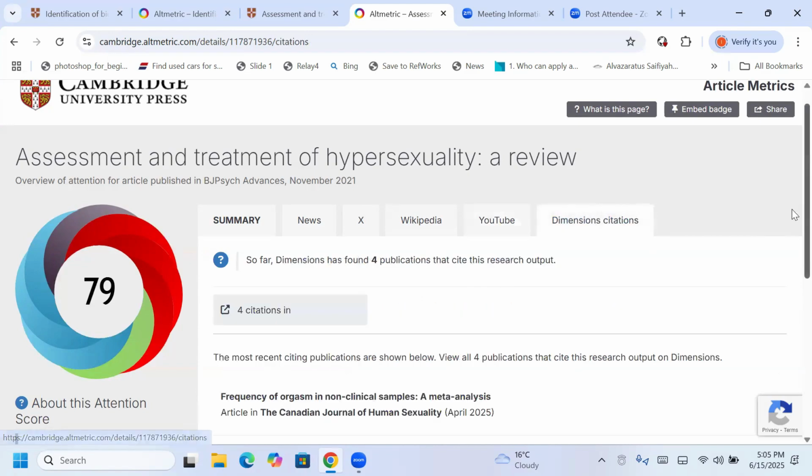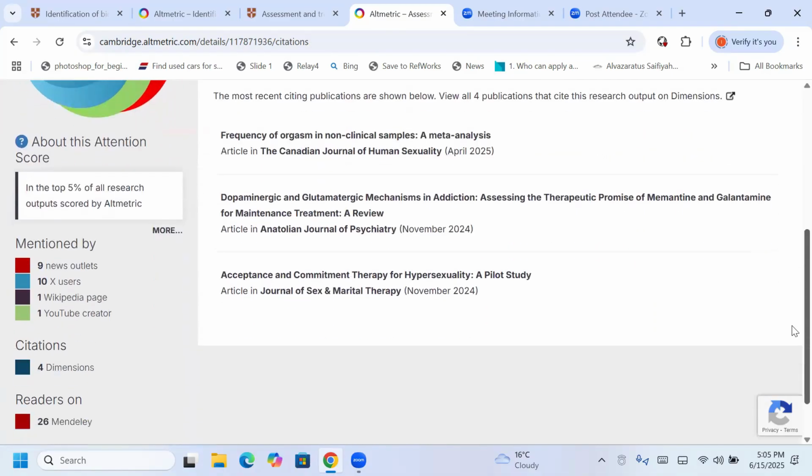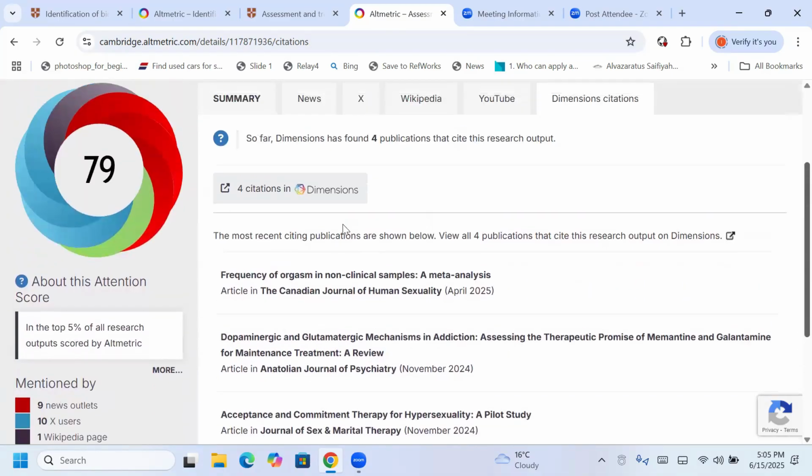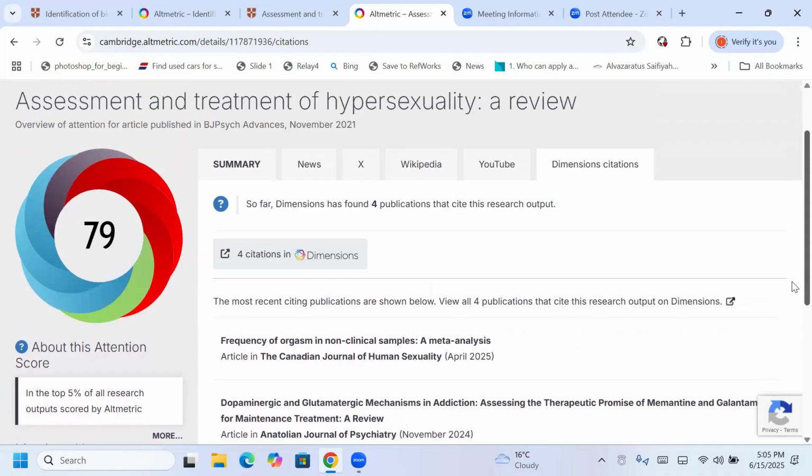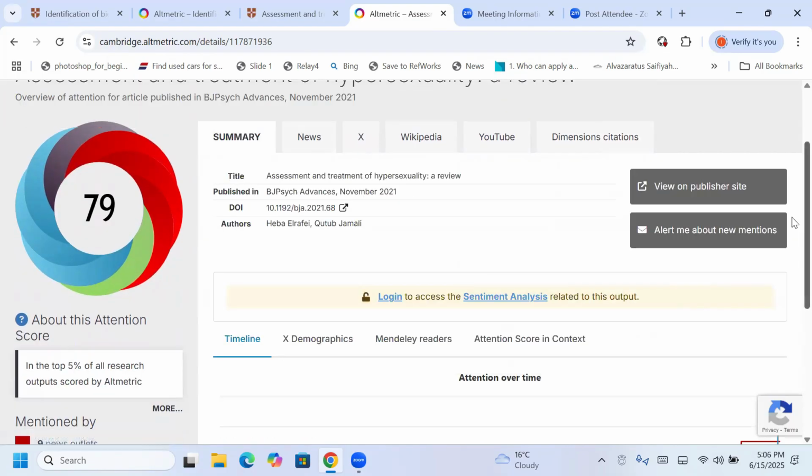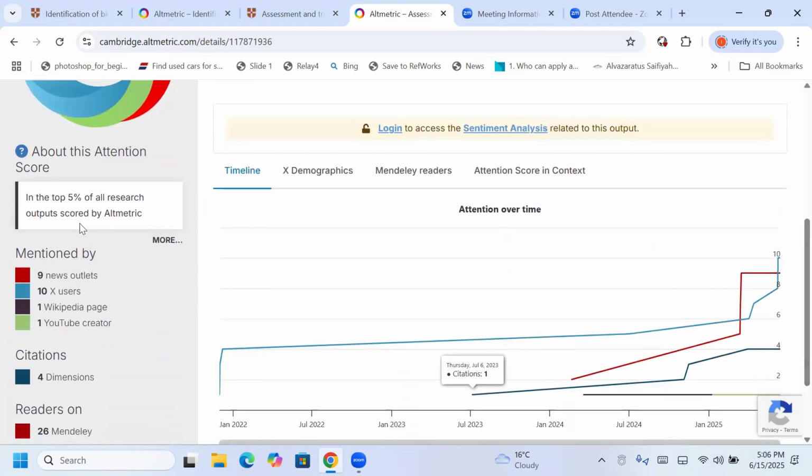And then you look at the Dimensions citations. Now here it shows that it was cited 4 times, but I think it's a lot more than that. And the Google Scholar gives a more accurate picture. If you want to see, check the summary. So 9 news outlets have used this work. 10 users.